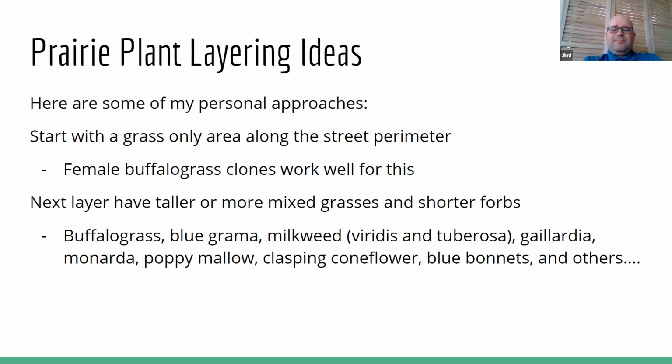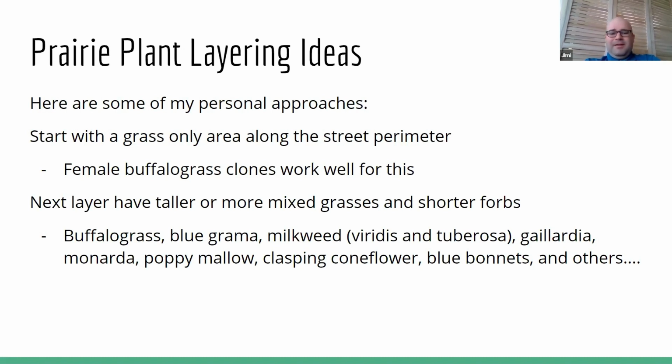So here are some of my personal approaches. If you're doing a home landscape, start with a grass only area along the street perimeter. I really like female buffalograss clones for this area because they're going to look uniform. You can mow them or leave them unmowed, especially with buffalograss. And it is that reminder to anyone who sees this site that this is intentional, this is being maintained, this isn't just being ignored. And then the next layer, have taller or more mixed grasses with shorter forbs.